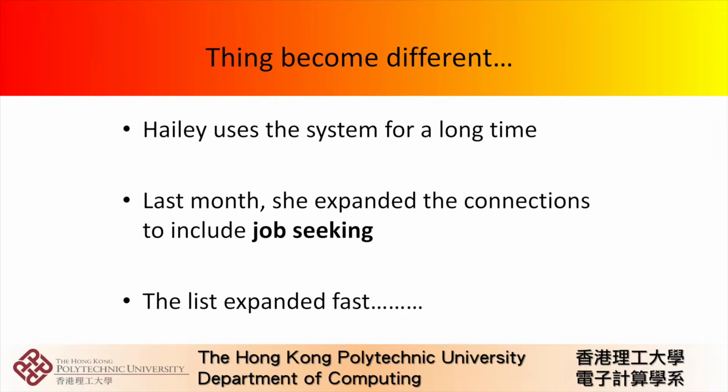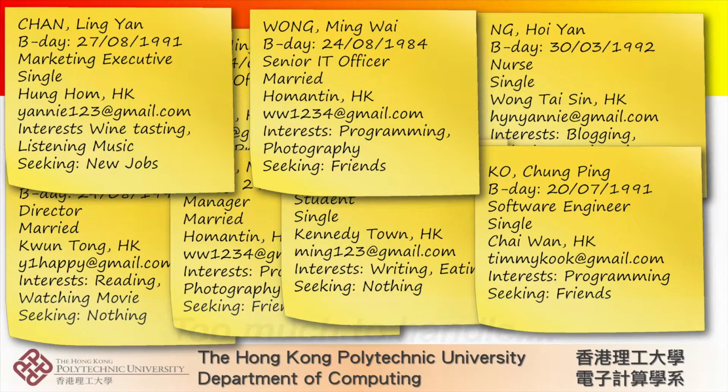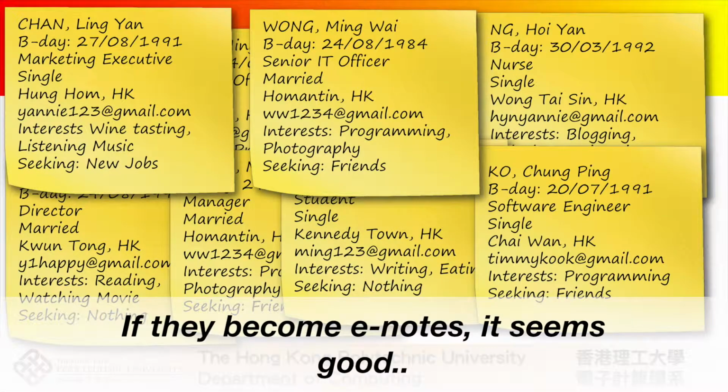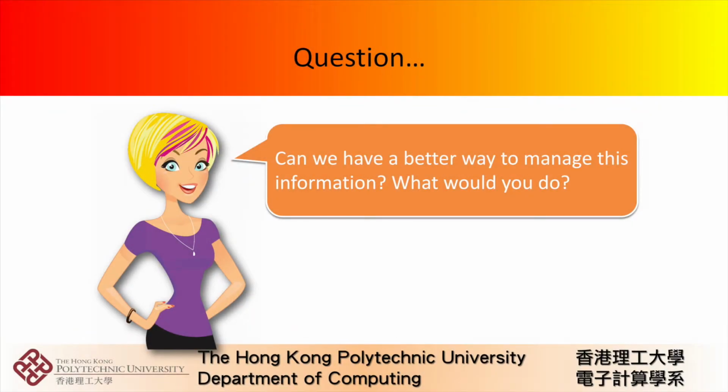However, when she expanded the connections to include job seeking, things became different. The list expanded at a high rate. There is a large amount of sticky notes, and Haley felt it difficult to handle the data in all the notes. Can we have a better way to manage this information?